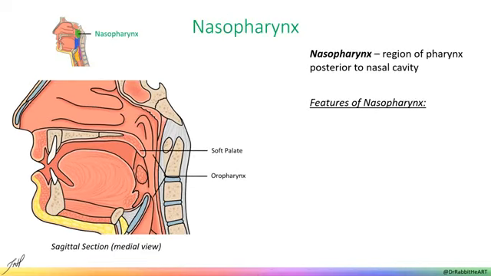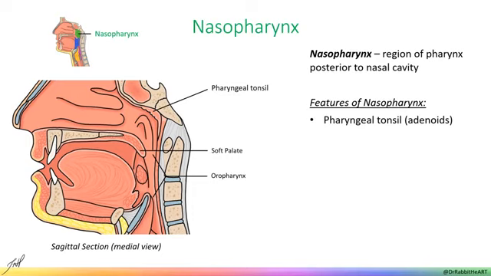Now that we've covered the general structure of the pharynx, we will talk about which anatomical structures are located in each subdivision, beginning with the nasopharynx. The nasopharynx is posterior to the nasal cavity and superior to the soft palate. It contains the pharyngeal tonsil, or adenoids, which we discussed on the previous slide.